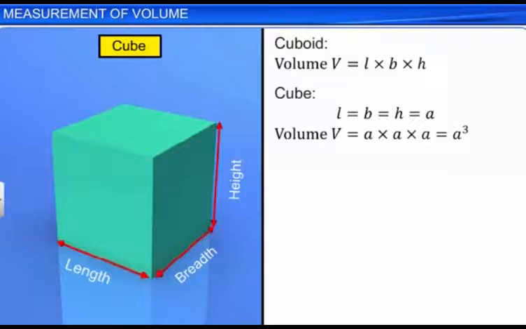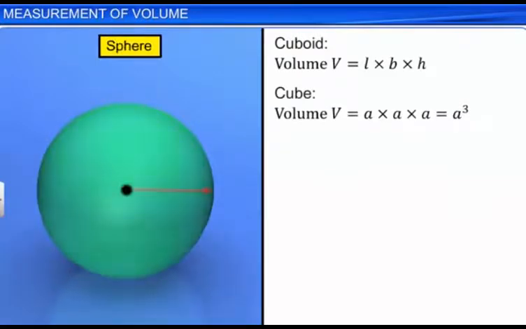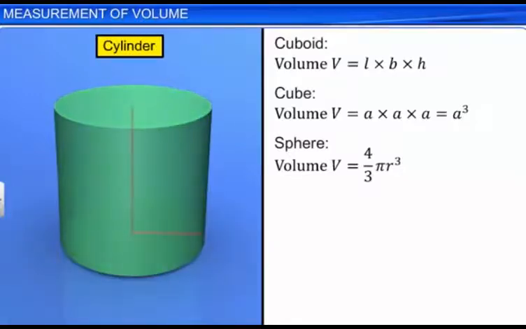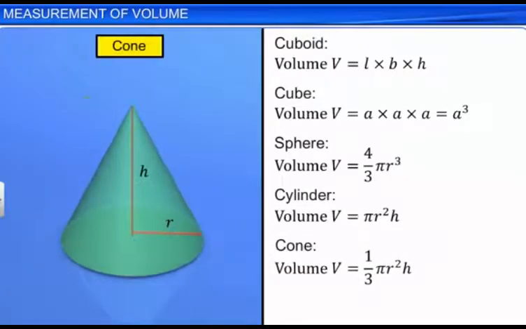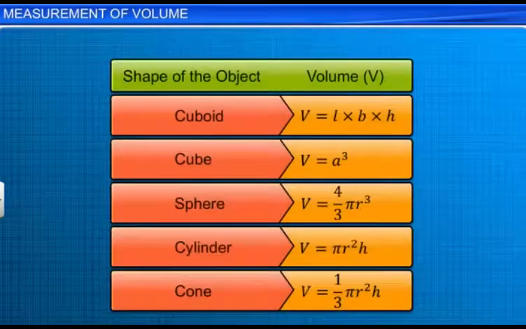The volume of a sphere of radius r is 4/3 πr³. The volume of a cylinder of height h and radius of base r is πr²h. The volume of a cone of height h and radius of base r is 1/3 πr²h. Thus, by using these formulae, we can find the volume of regular shaped solids.